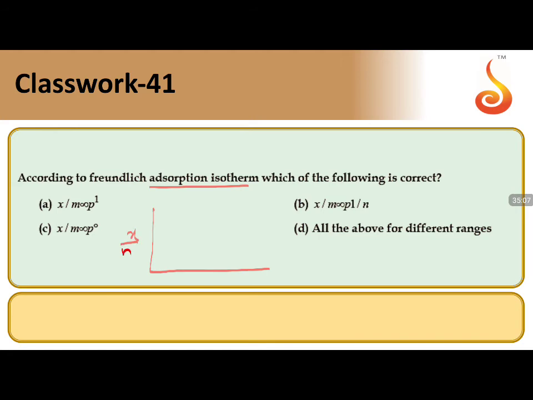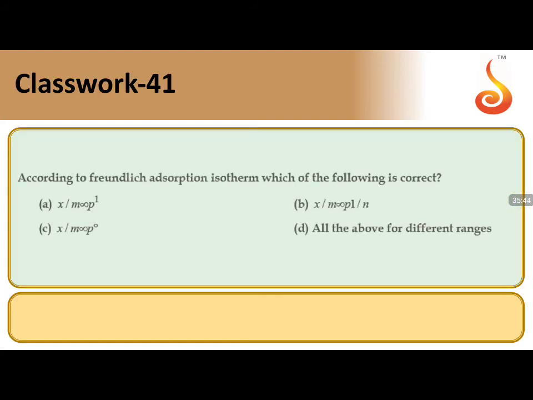If I am taking x/m versus pressure, initially the graph is linear, then takes an elliptical, and takes a straight line graph. So up to here it is directly proportional to P power 1. Between these 2 points it is proportional to P power 1/n. From here you can see it is proportional to P power 0. So all three are applicable for Freundlich adsorption isotherms. So the answer should be all the above for different ranges.